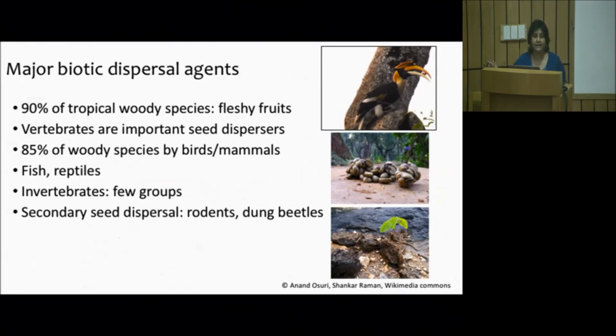And in the case of rodents, they are always seed predators. Their main aim is to eat the seed. But because they sometimes cache it in a place and forget about retrieving it, they are doing secondary seed dispersal by removing the seed and leaving it somewhere else.